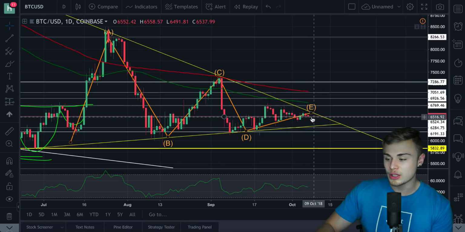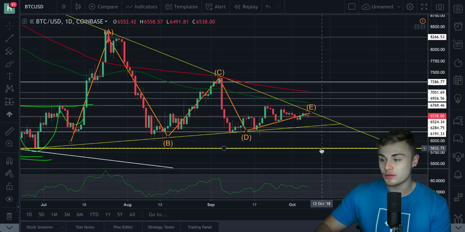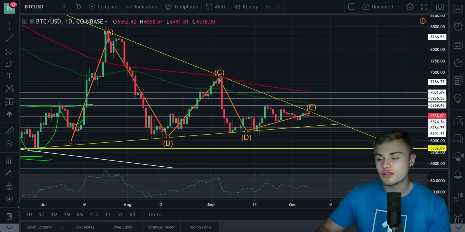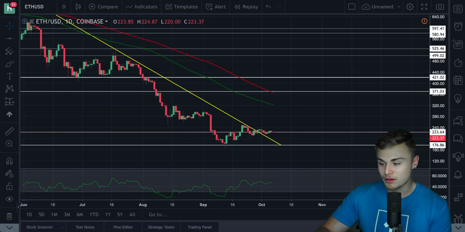Otherwise just wait it out, because we could potentially break bearish from the E point and just fall right back down to support at around $5,800. It's something we're going to have to track, and we're going to do it every single day pretty much for the remainder of this symmetrical triangle formation, because it is very interesting and pressure is building up. So we're going to see a move in either direction very soon.